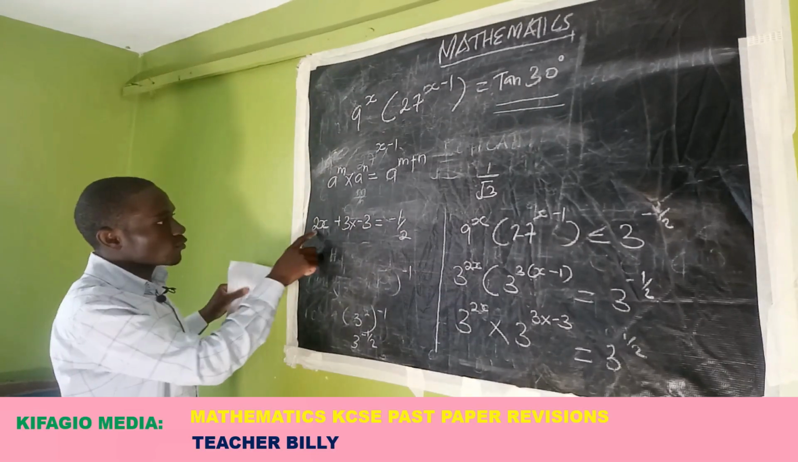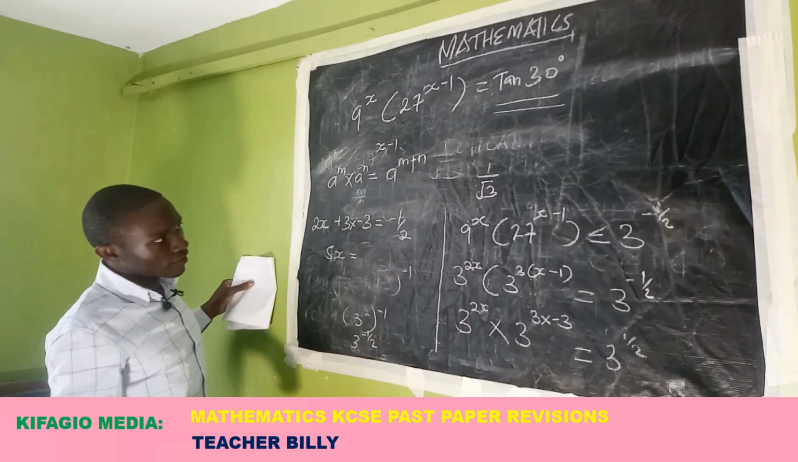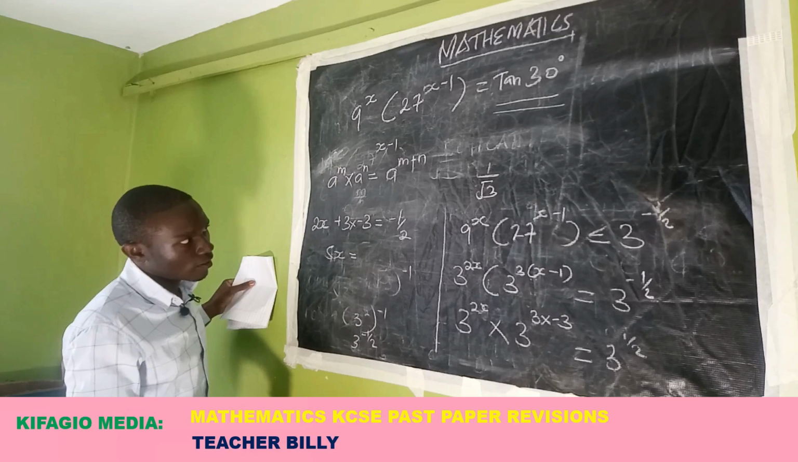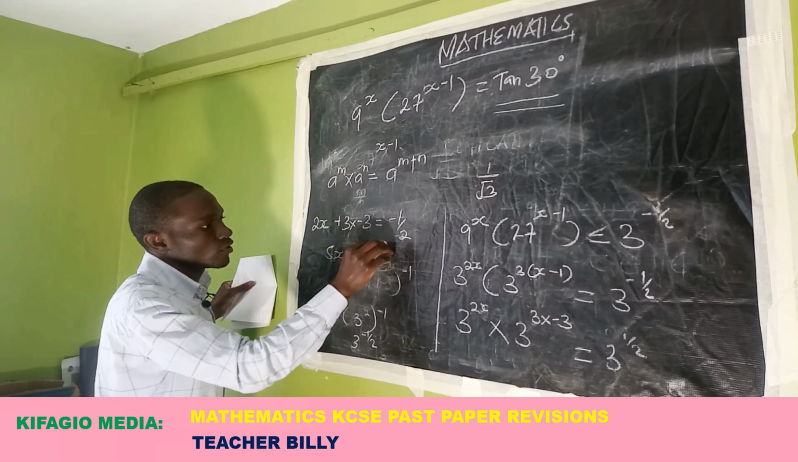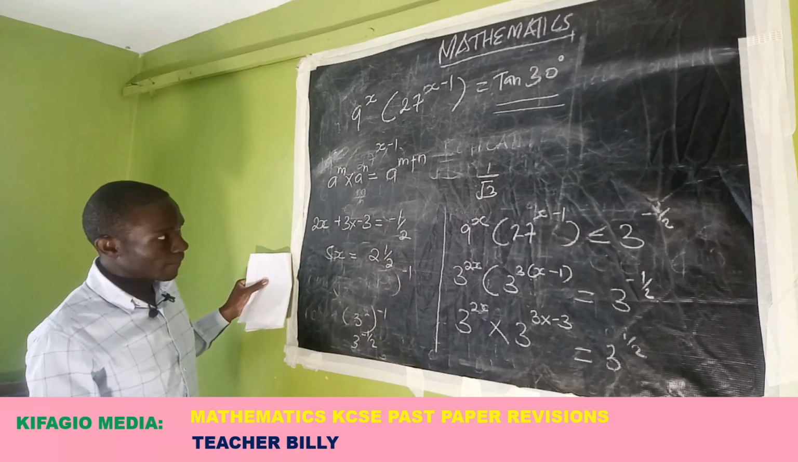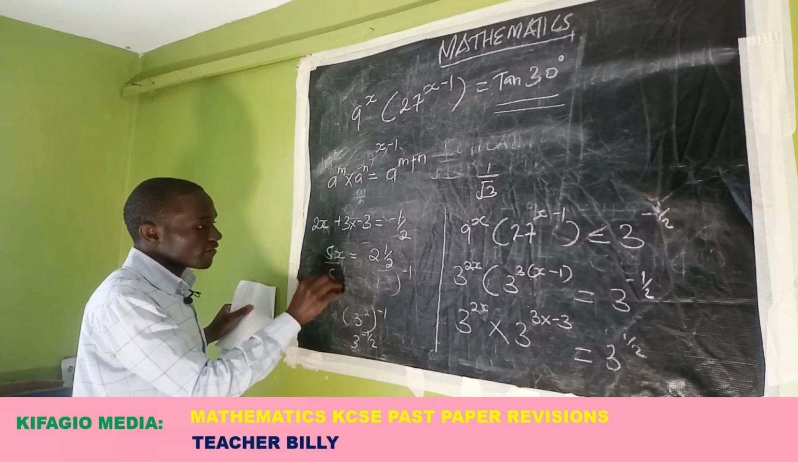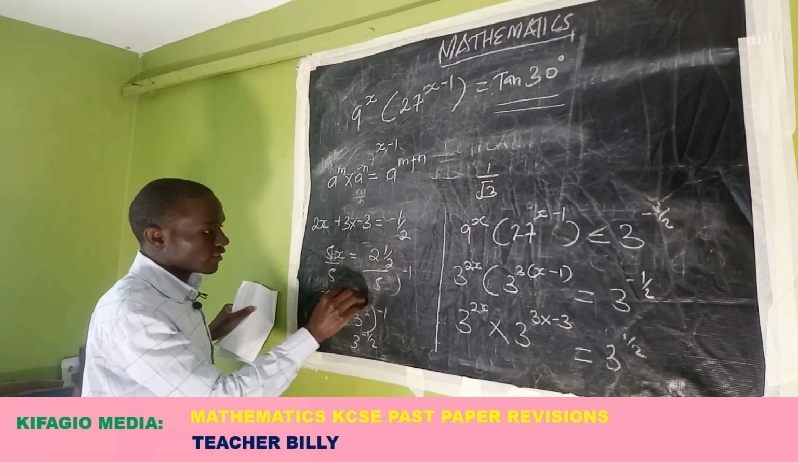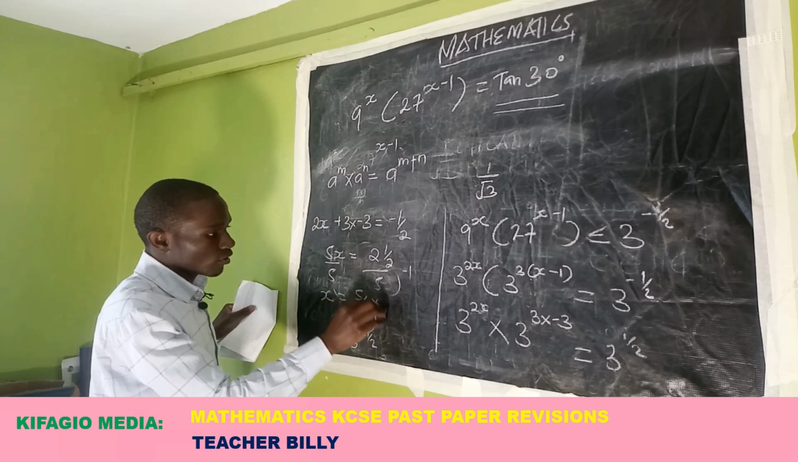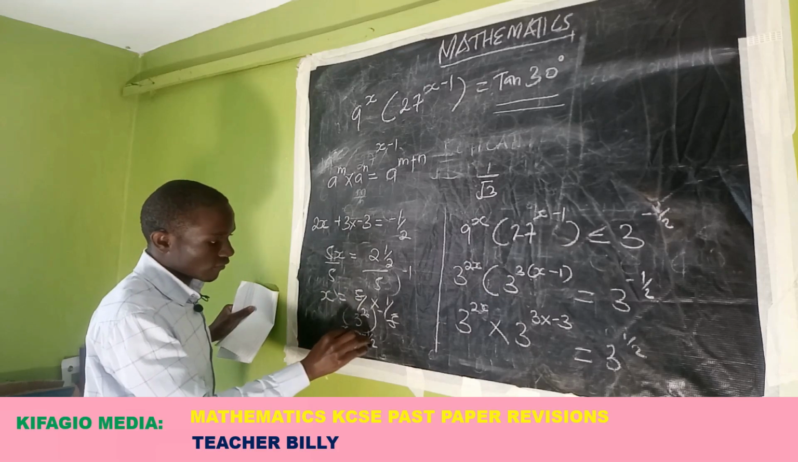Then collect like terms. 2x plus 3x is 5x. If minus 3 crosses the equal sign, we'll have minus a half plus 3, which is 2 and a half. So divide this side by 5, also divide this side by 5. So I'm going to have x is equal to 5 over 2 multiplied by 1 over 5. x is equal to 1 over 2.